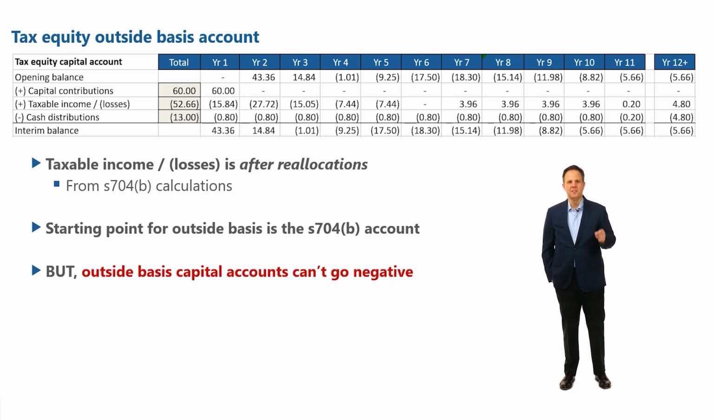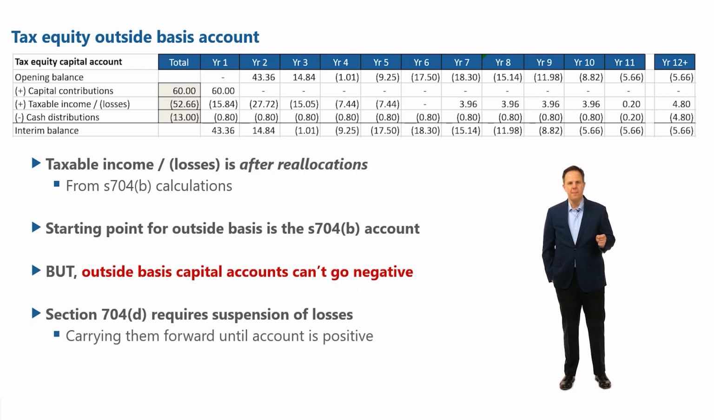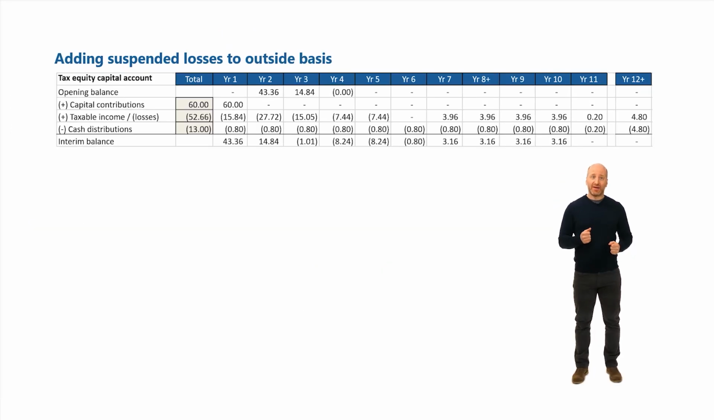Negative outside basis is not permitted in outside basis capital accounts. Instead, Section 704D requires that we must suspend the losses, carrying them forward until the account has a positive value, which only happens if the partner has allocated taxable income without a corresponding distribution of cash. We don't get to a negative capital account balance until year 3, so let's start there. Our outside basis capital account is negative from year 3 to year 6, after which it turns around and becomes positive.